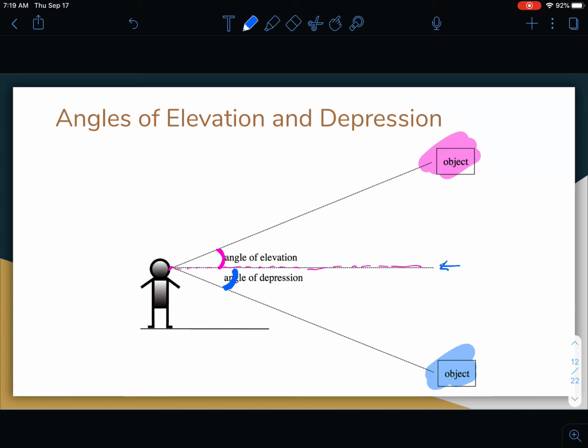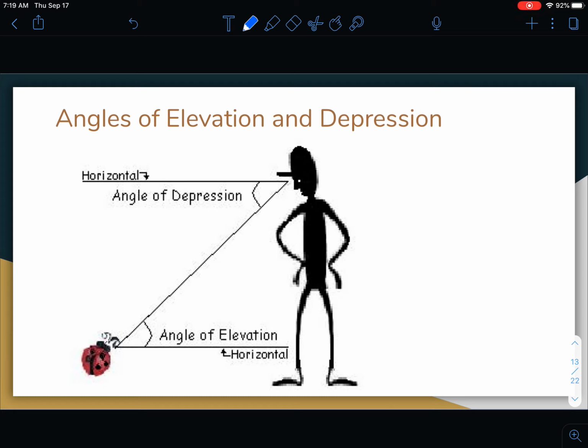Students do mix these things up, and we're going to look at this with the word problems, but I want you to take a look at this and maybe draw this a little bit in your notes just so you can try to remember. It's always from the horizontal, and then shift your eyes up to an object or shift your eyes down to an object.